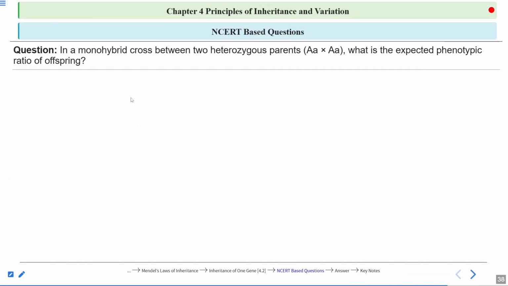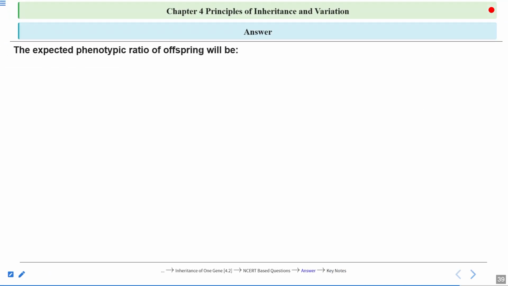Okay, now this is a question based on these topics. What is the question? In a monohybrid cross between heterozygous parents with genotype capital A small a, what is the expected phenotypic ratio of the offspring? So you have to tell the phenotypic ratio. What is given first of all in the question? Here the heterozygous parents' genotype is given to you and they are being crossed with each other. This is kind of selfing of the F1 generation.